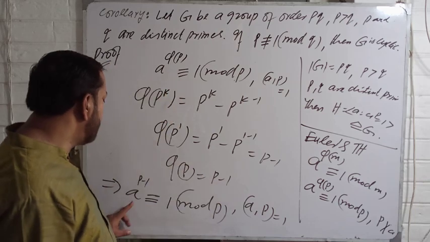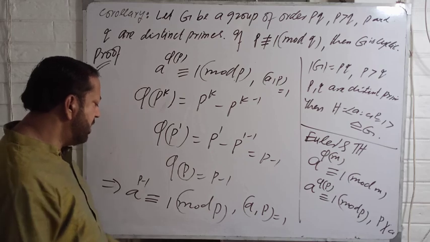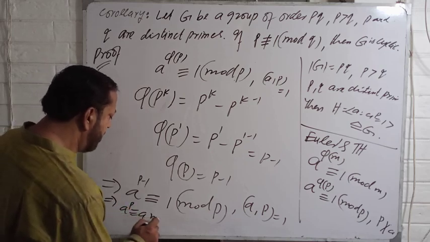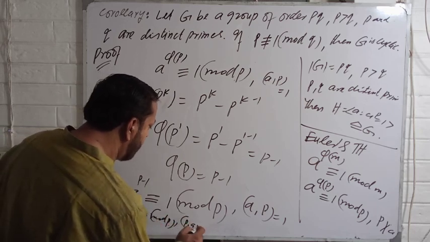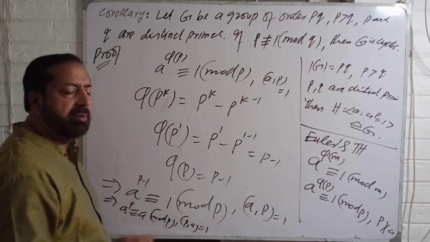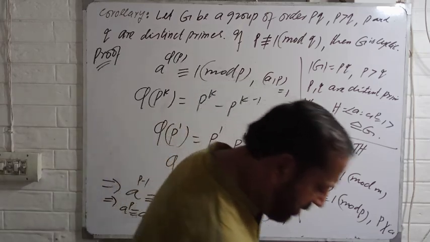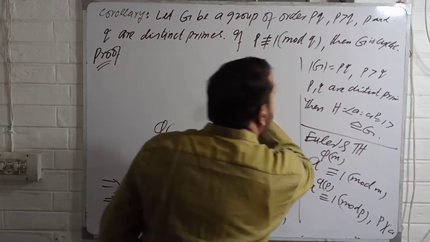Putting here, you will get A power P minus 1 congruent to 1 mod P. And if you multiply on both sides, you can write A power P congruent to A mod P when P and A are relatively prime. This is also called Fermat's little theorem. Now come to the proof. Remember, you can have the application of this theorem, which is so easy.